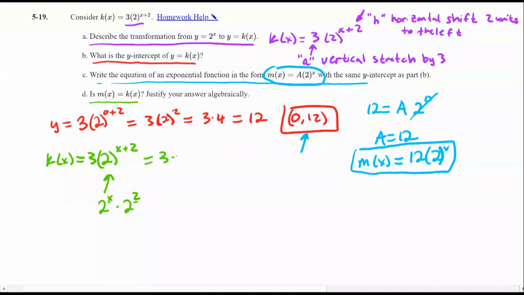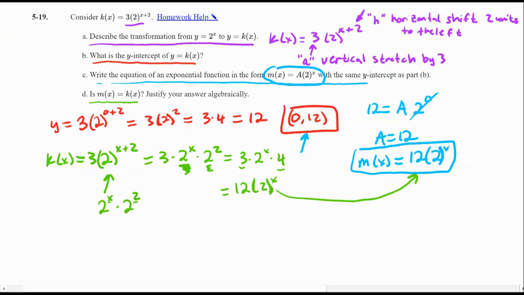So really, this is 3 times 2 to the power of x times 2 squared. Now, with order of operations, I have to do the exponent stuff first. I can't actually evaluate this one, 2 to the power of x, but I can do this one here. So 3 times 2 to the power of x times 4. And because with multiplication I can rearrange, I can do it in any order that I want. I'm going to multiply 3 times 4, which leaves us with multiplying it by 2 to the power of x. And so we see that k of x is the same as m of x.